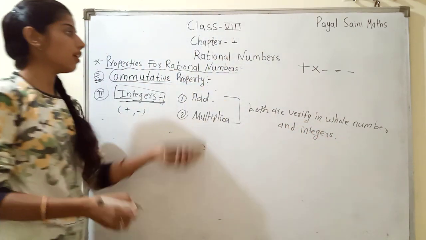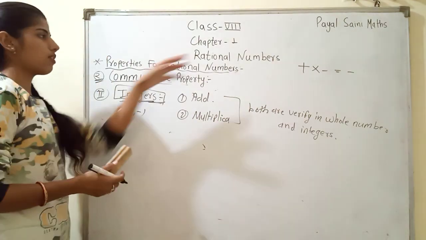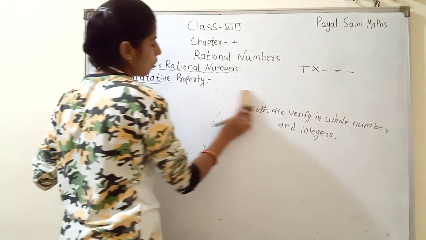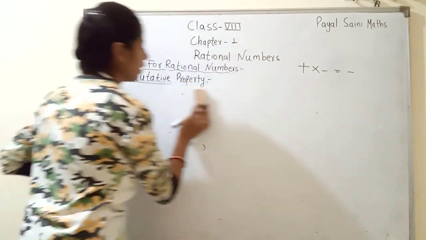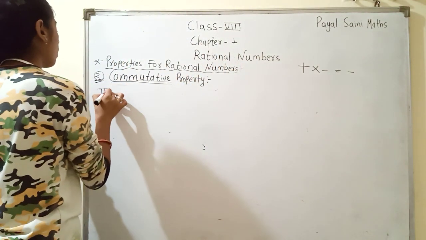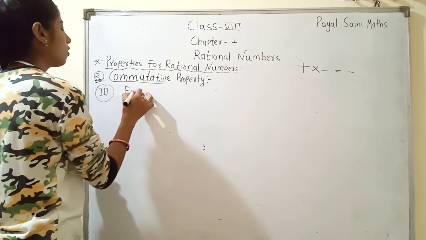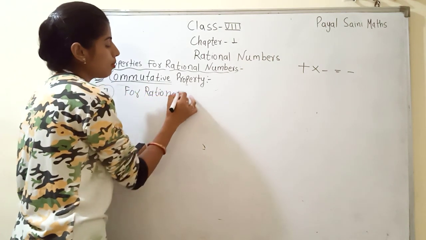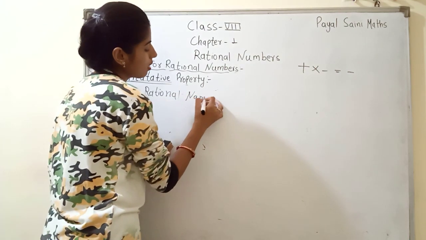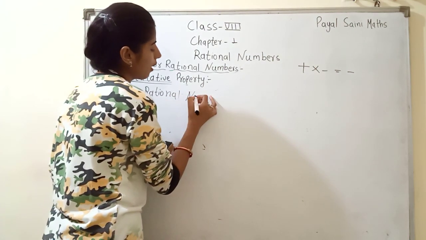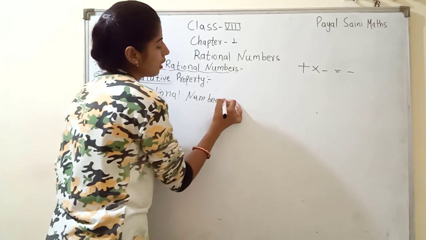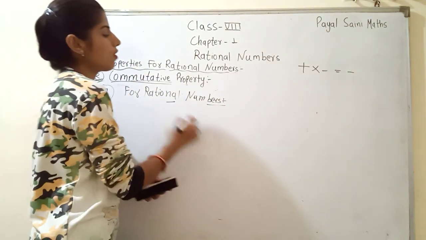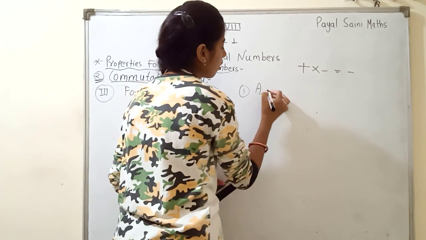Now we come to our rational numbers. It's very important. It is our third and last point for commutative property, for rational numbers. What is the meaning of rational numbers? Rational numbers are numbers we write as p by q, where p and q are integers and q is not equal to 0. Then for rational numbers, first we check for addition.